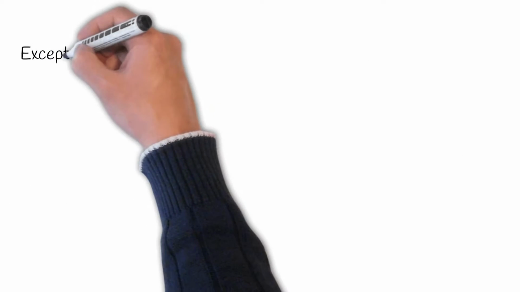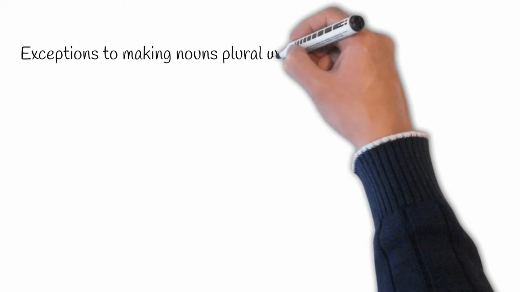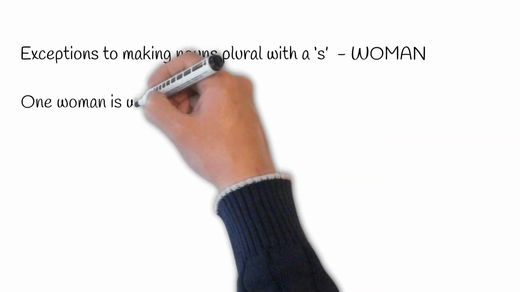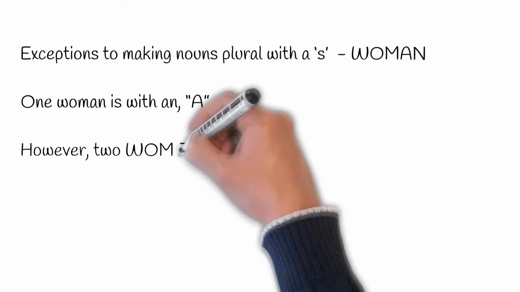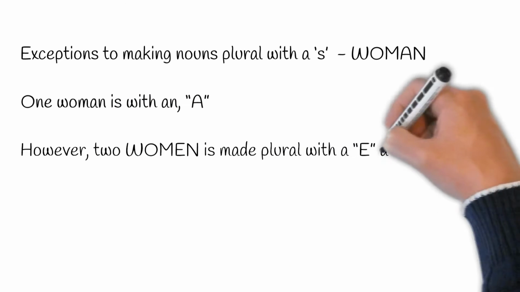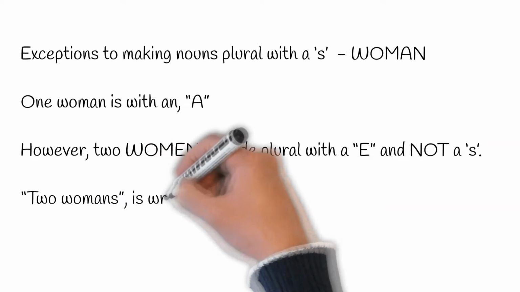The second exception to making nouns plural with an s is woman. One woman is spelt with an a. However, two or more females are called women. As you can see, women is made plural with an e and not an s. Hence, adding s at the end of woman to make two womans is wrong.